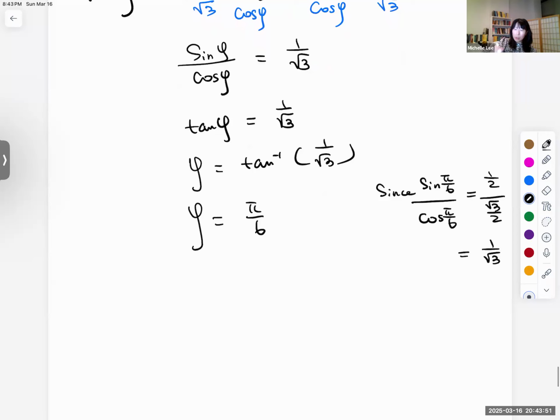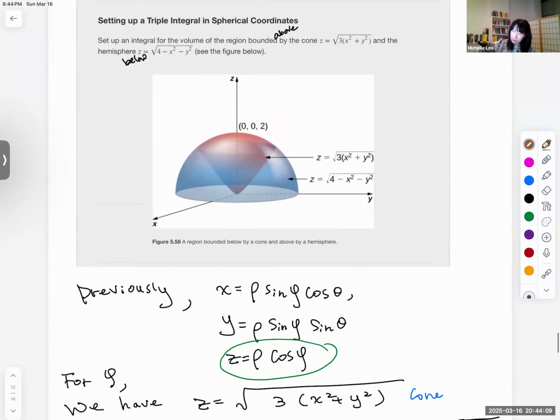Okay, so we are using angle phi from 0 to pi over 6, and angle theta from 0 to 2 pi, because we measure from the positive x-axis, starting at 0 to 2 pi. And then this will be pi over 6.